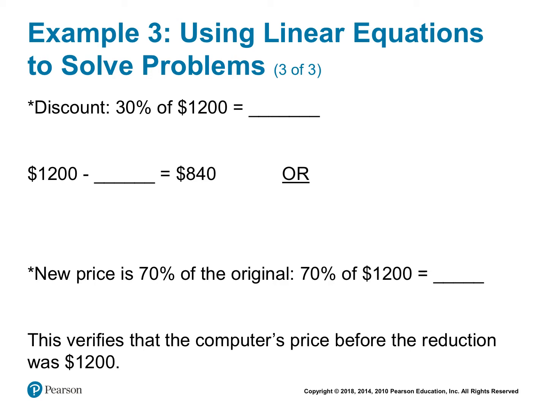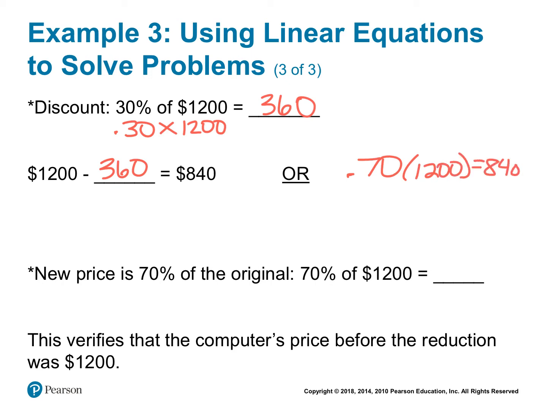Okay, so now I'm going to show you another way you could think of it. 30% of 1,200, we just said 0.30 of 1,200 was $360. So the method we did before was 1,200 minus the 360 discount was $840. But we also said if you're subtracting off the discount, another way to think of it is we're taking 70% of the original price. You should get $840 that way. So if you did 0.70 times 1,200, you are going to get $840 as well.